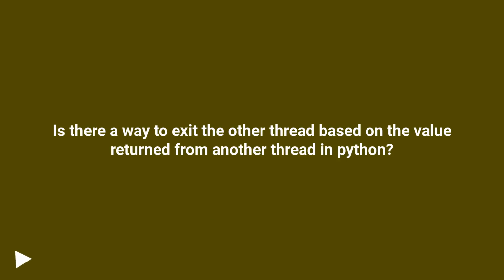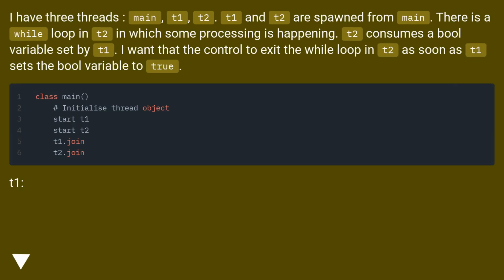Is there a way to exit the other thread based on the value returned from another thread in Python? I have 3 threads: main, T1, T2. T1 and T2 are spawned from main.